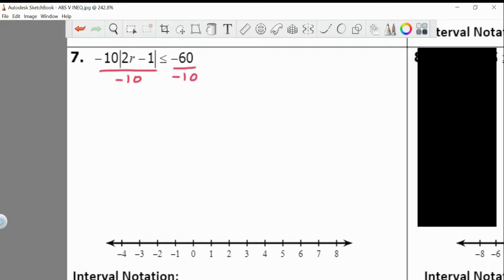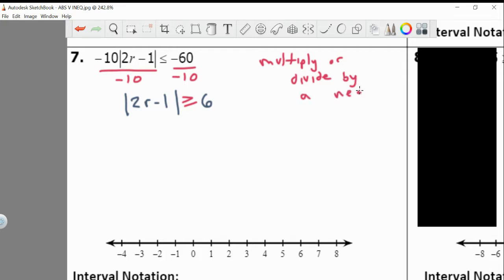Now, when we divide by negative 10, there's something else sneaky that's going on. It would become a positive 6. I agree, so that's good. But there's something else going on. Yep, you're exactly right. So with inequalities, remember we have this rule, okay? If we multiply or divide by a negative, you have to flip the inequality.